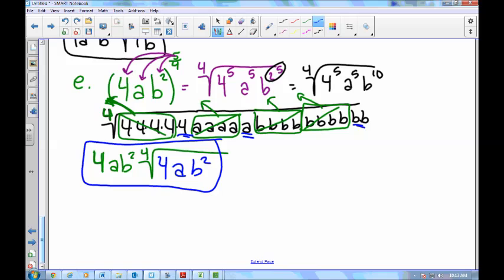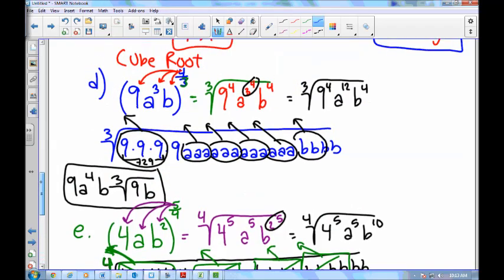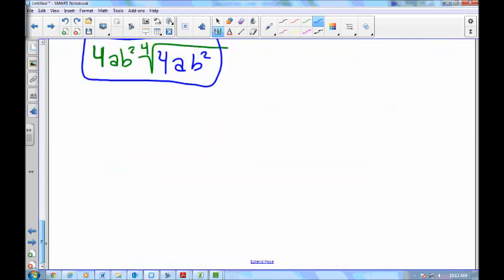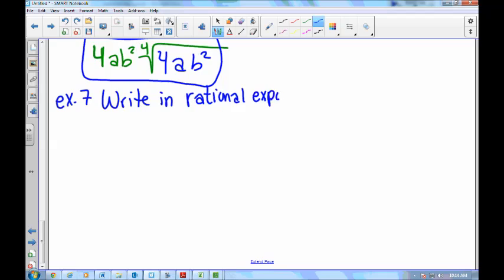I'm going to give you now radicals, and you're going to change it into exponential. Reverse, okay? This is fun stuff. Oh, example 7, I guess I'm at. Write in rational exponential form.